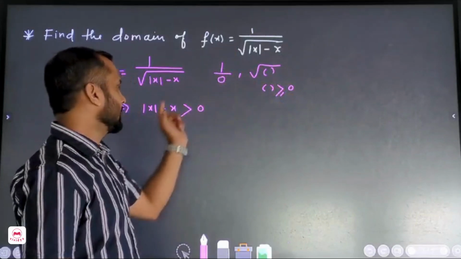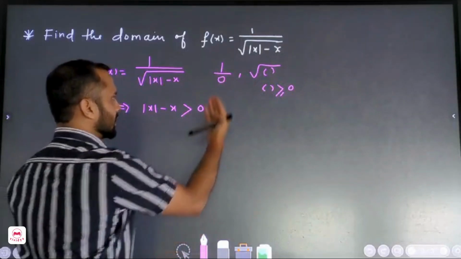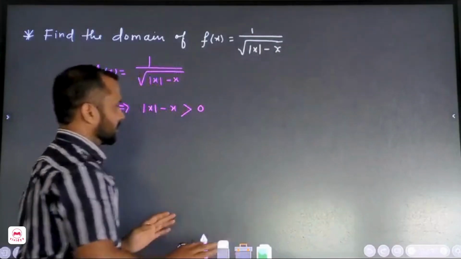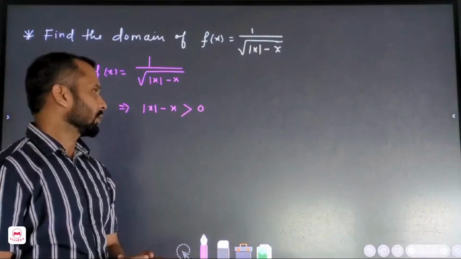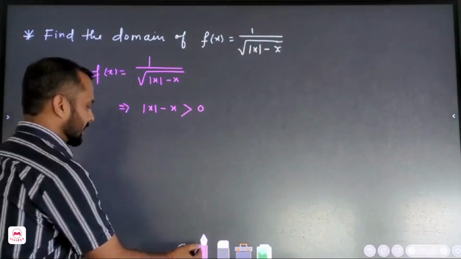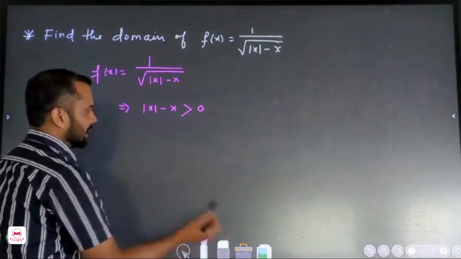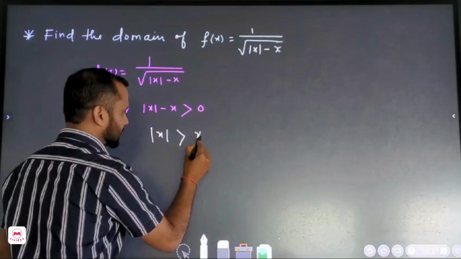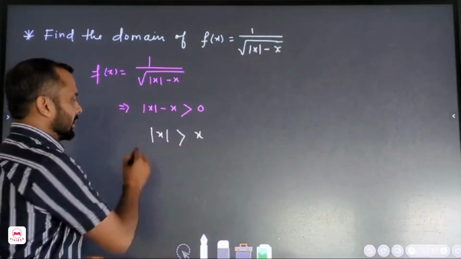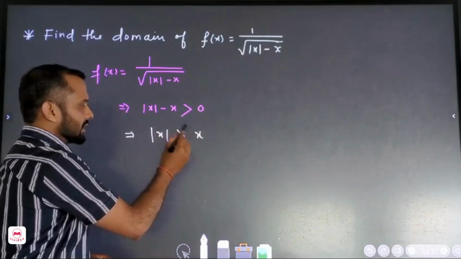So if I combine, yes, I can write these particular cases. Individually we don't have to write. Now mod x minus x should be greater than 0. Now we will solve how we can get those set of x. So let's solve. Suppose here mod x is there, this should be greater than x. Okay. Now we have one condition: mod x is greater than x.